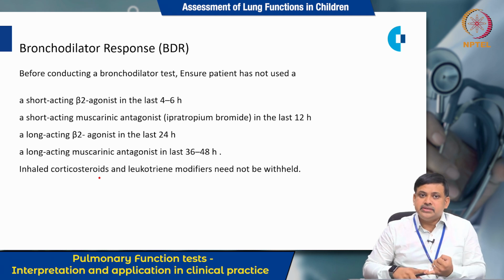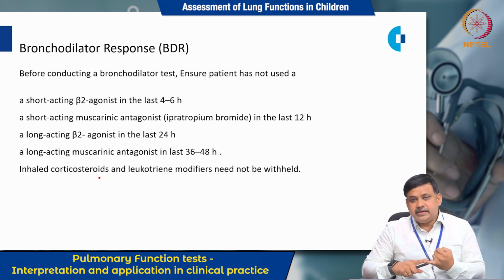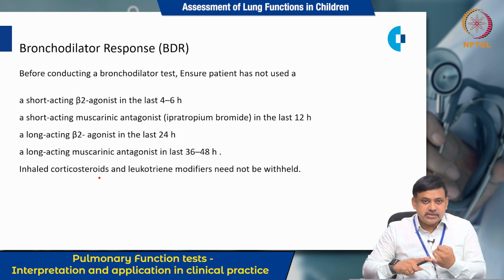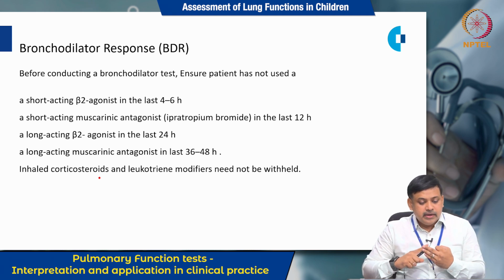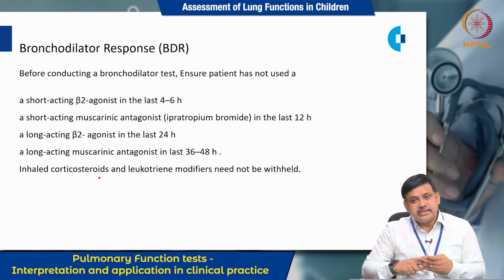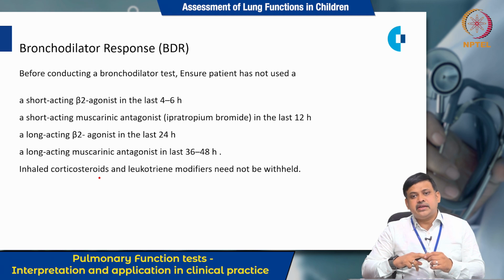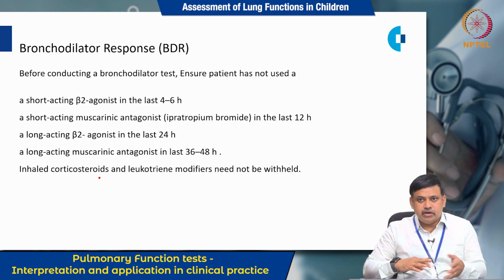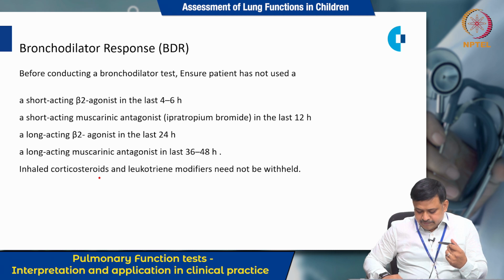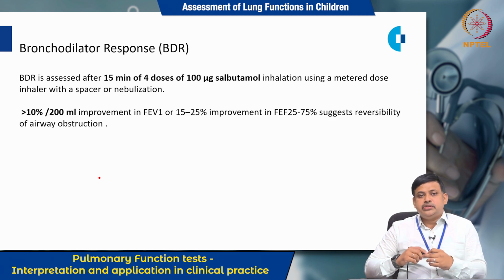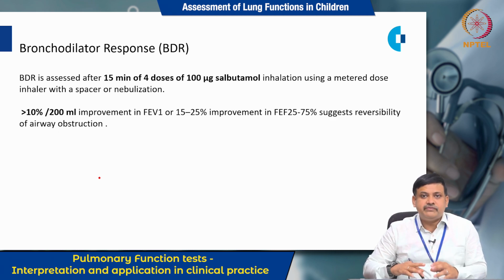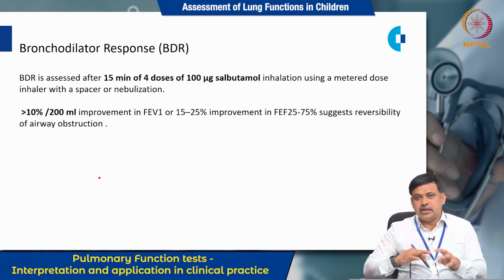Also, we should not use a short acting muscarinic antagonist, ipratropium bromide, in the last 12 hours, a long acting beta 2 agonist in the last 24 hours, a long acting muscarinic antagonist in the last 36 to 48 hours. Inhaled corticosteroids and leukotriene modifiers like montelukast need not be withheld. So, how will you do it? Bronchodilator response is assessed 15 minutes after 4 doses of 100 mcg salbutamol, or albuterol, inhalation using a metered dose inhaler with a spacer or nebulization.